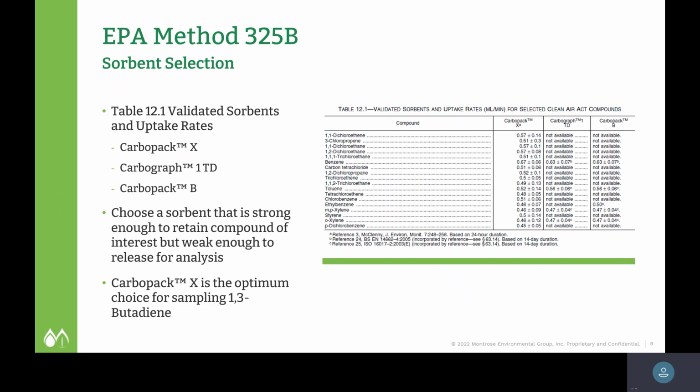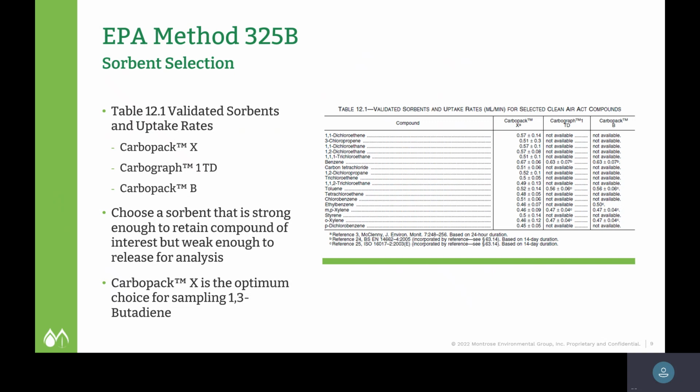And then down the bottom, Carbopack X is the optimum sorbent for 1,3-butadiene, which is kind of a bugger because it has a really high vapor pressure. And so you have to have a really strong sorbent to hold on to it. Carbopack X is a pretty strong sorbent, but you get variable uptake rates, or variable sampling rates, over different periods. So if you do it for 24 hours, you get one sampling rate. If you do it for 7 days, you get another. If you do it for 14, you get another, right? So it just leaves something to be desired there.